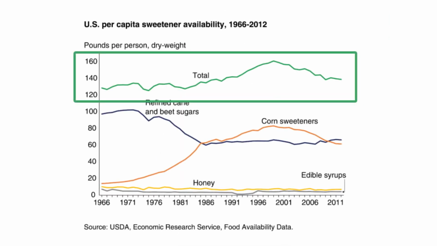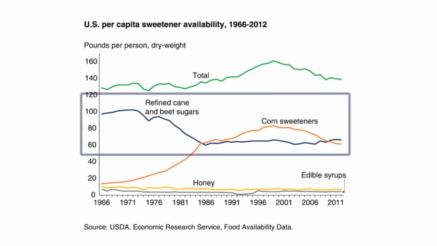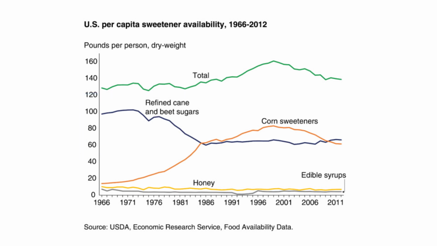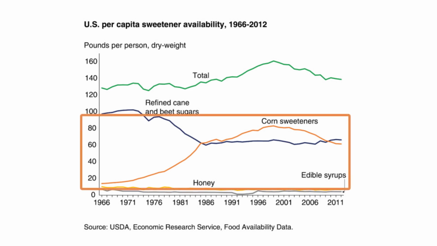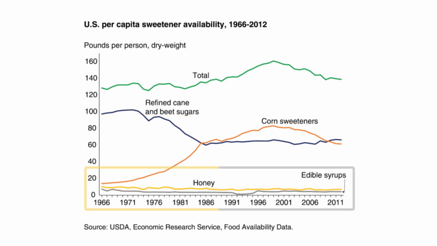Look at the total, the green line. What's the overall trend over the period? Look at refined cane and beet sugars, the blue line. What's the overall trend over this period? Look at corn sweeteners, the orange line. What's the overall trend over the period? Look at honey and edible syrups, the yellow and grey lines. What's the overall trend over the period?